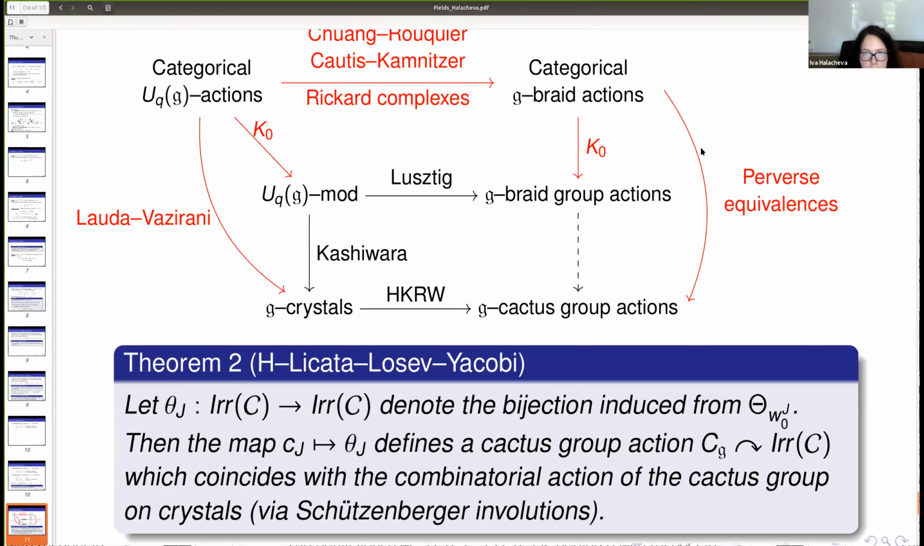And so from the Rickard complexes, we retrieve back the cactus group action on a single crystal, where the simple objects of this category have the structure of a crystal as described by Lauda and Vazirani. So, I'll stop here, out of time.